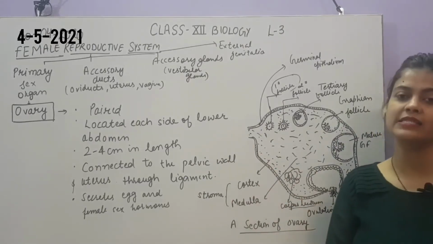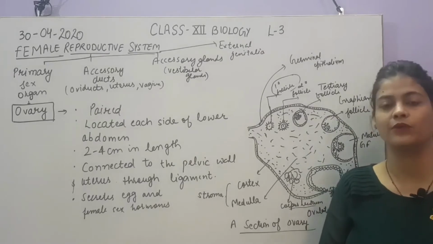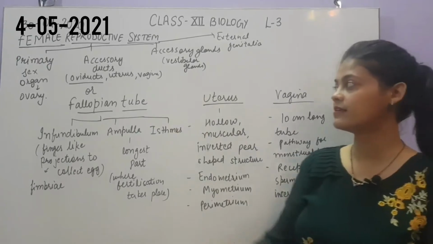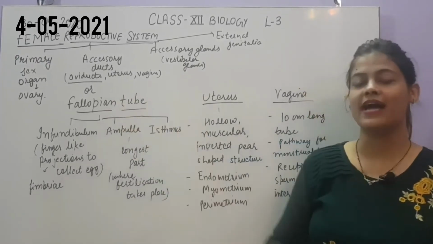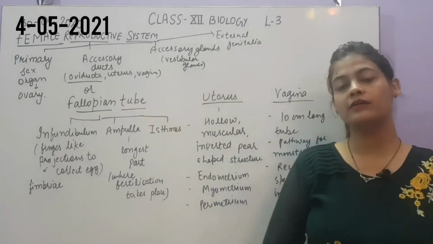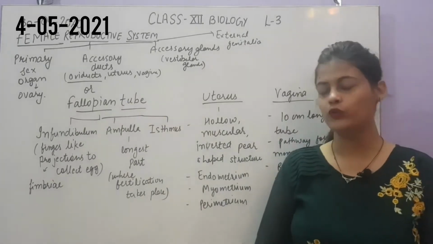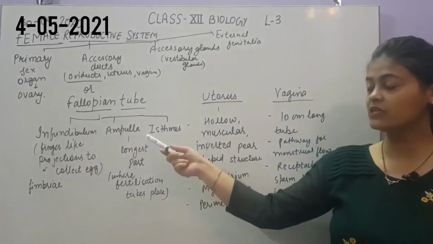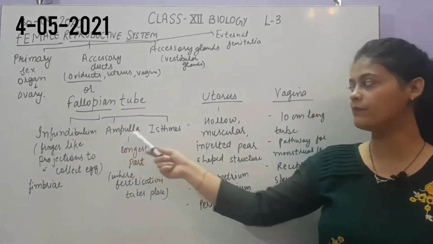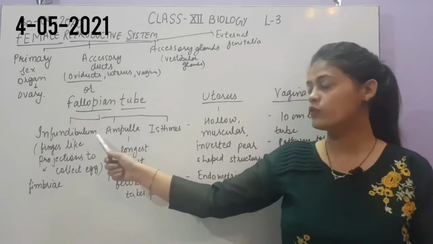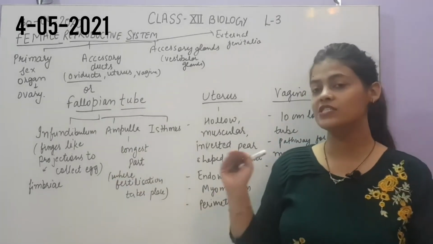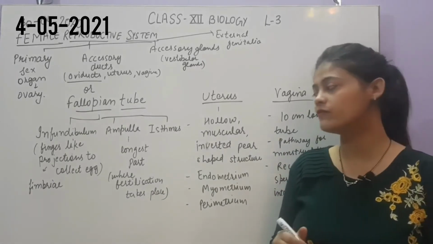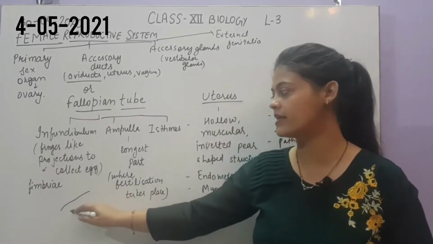Let us take up the next structure of the female reproductive system. Let us now see the accessory ducts, that is oviduct, uterus and vagina. So the oviducts are also called fallopian tubes. They are 2 in number, as we have seen in the previous diagram. So it has 3 parts: infundibulum, ampulla and isthmus. The infundibulum is the lowermost part which is towards the ovary, and it is dilated at its end with finger-like projections, like this.